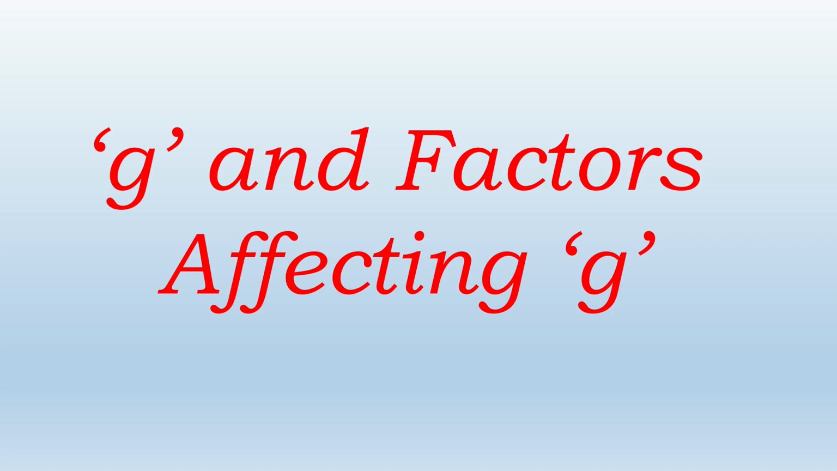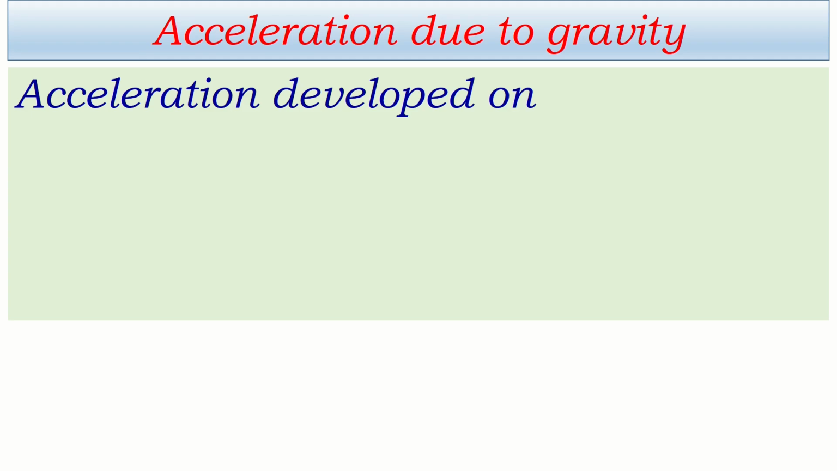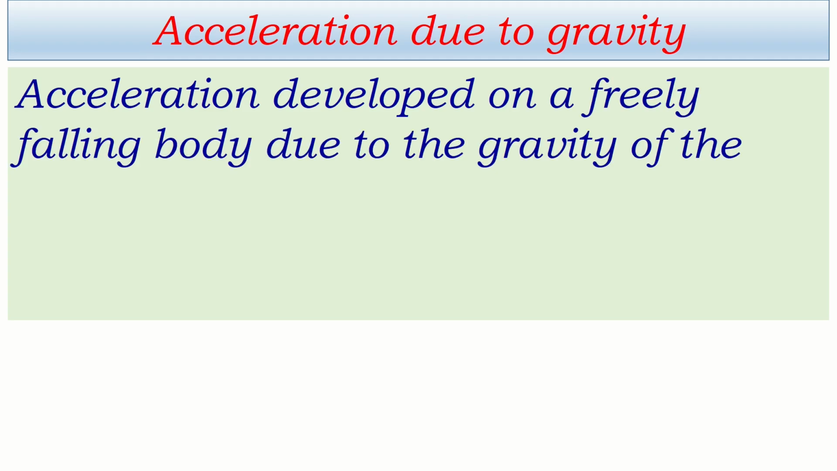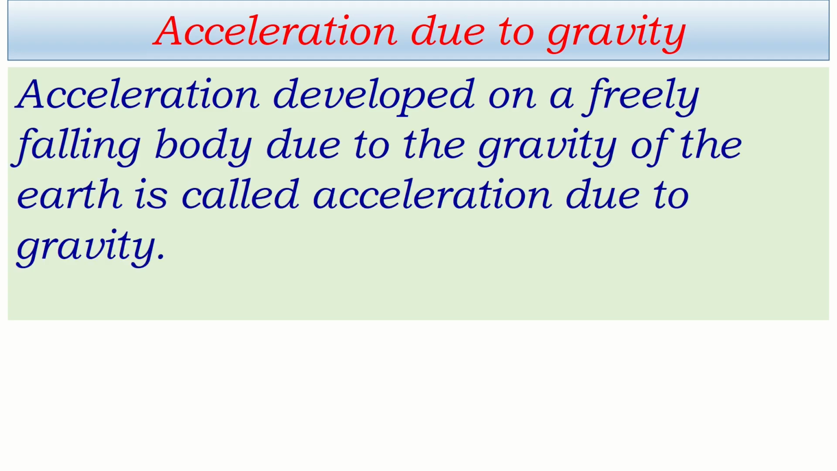Today I am going to focus on acceleration due to gravity, which is denoted by g, and factors affecting the g. And this g is a small g, not capital G. Capital G is for the gravitational constant, but this small g is acceleration due to gravity. What is it? Acceleration due to gravity can be defined like this. Acceleration developed on a freely falling body due to the gravity of the earth is called acceleration due to gravity.